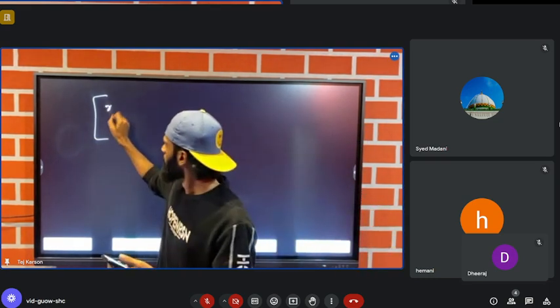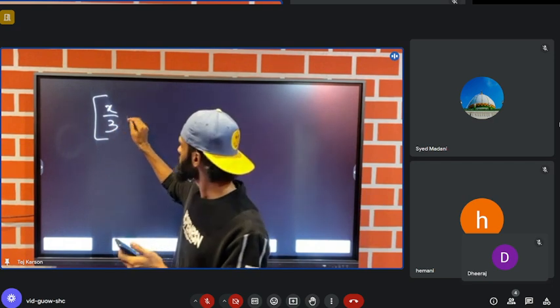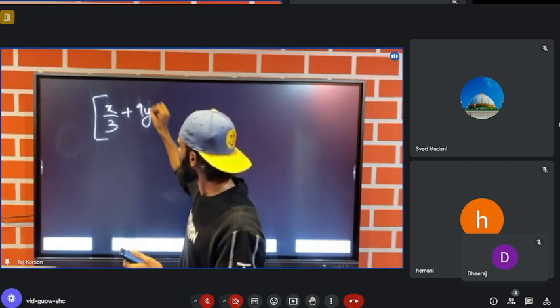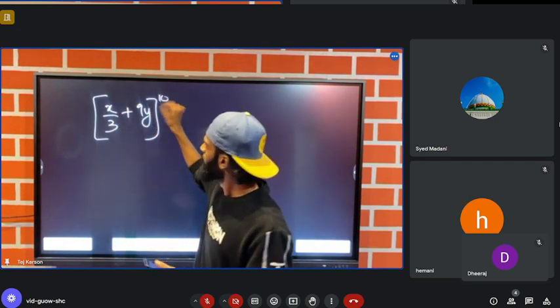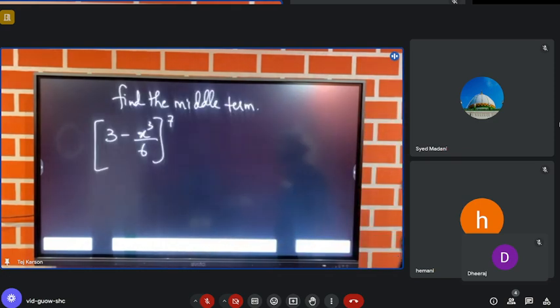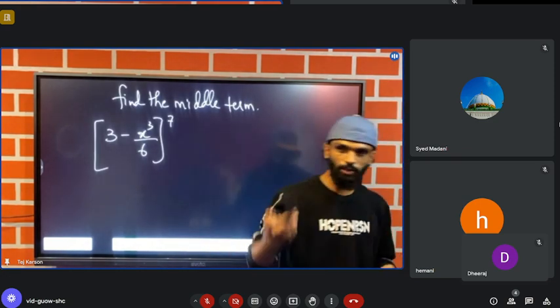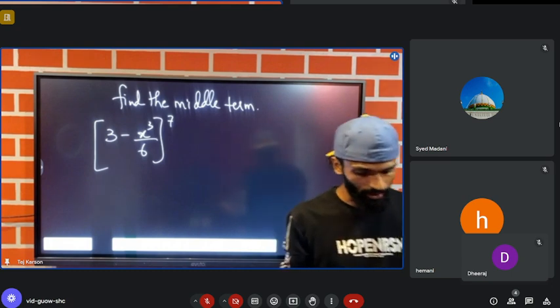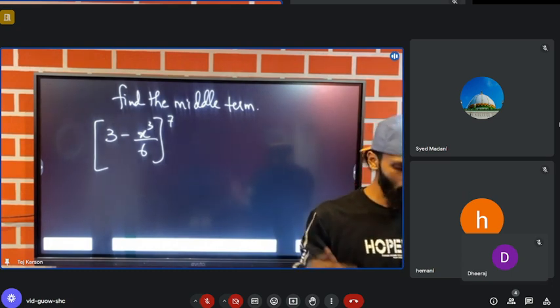The second question is (x/3 + 9y) to the power 10. There's a way that your college teachers will teach you, but I'll teach you in a much easier way, where you will get marks just by trying to attempt it.